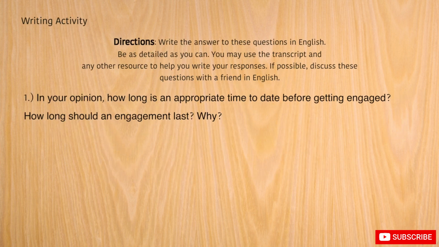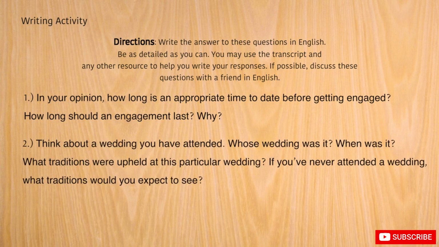Number 1, in your opinion, how long is an appropriate time to date before getting engaged? How long should an engagement last? Why? Number 2, think about a wedding you have attended. Whose wedding was it? When was it? What traditions were upheld at this particular wedding? If you've never attended a wedding, what traditions would you expect to see?